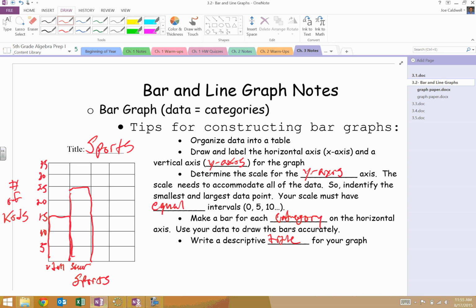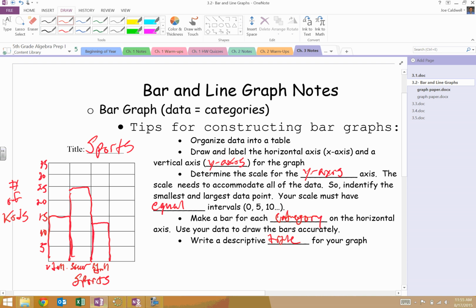Now, let's say basketball, squeeze that label in there, is only 13. Well, there is no 13 on the graph, so you just have to estimate. 13 falls somewhere between 10 and 15. Okay, so we estimate. All right, notice everything is labeled: each axis is labeled, the bars are labeled, and the title has a label. So that's a bar graph.